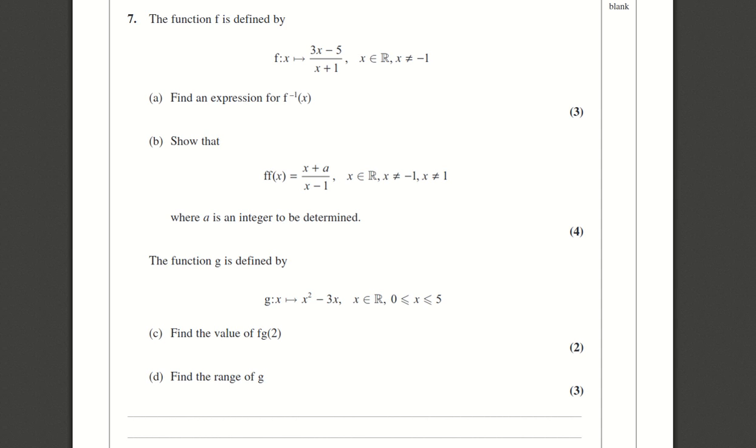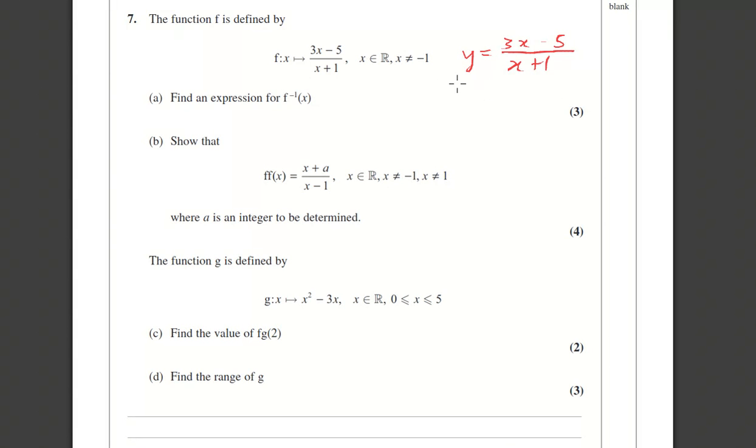Okay, so a functions question. Let's have a little go at this. What we've got here: find the inverse. I find it's helpful, if I'm finding the inverse, to write it as y equals (3x minus 5) over (x plus 1). Now, it doesn't matter which order you do this in.